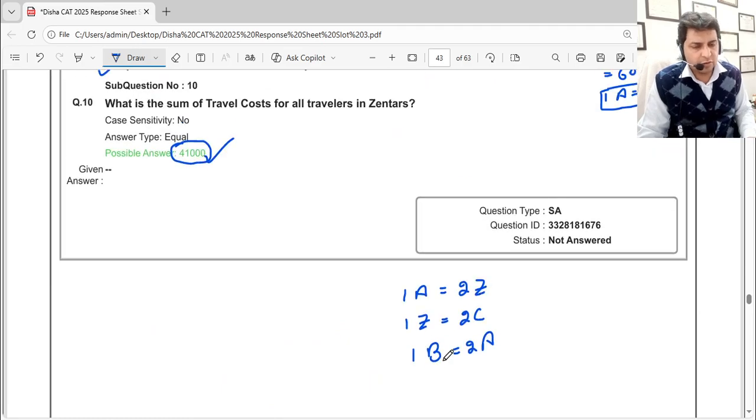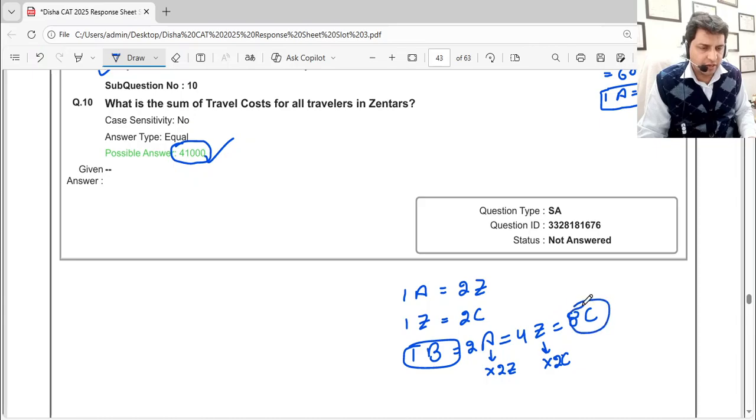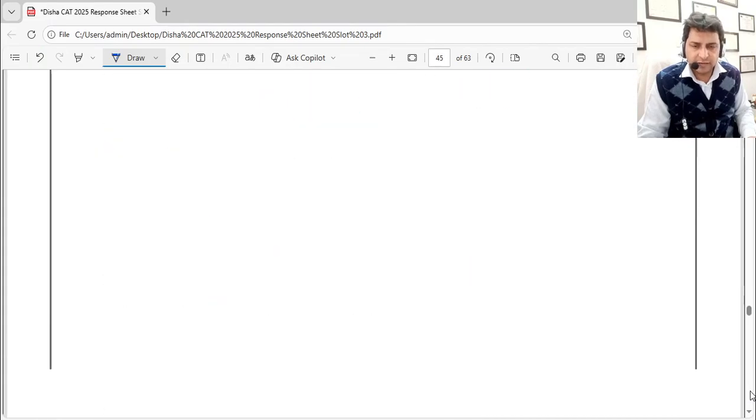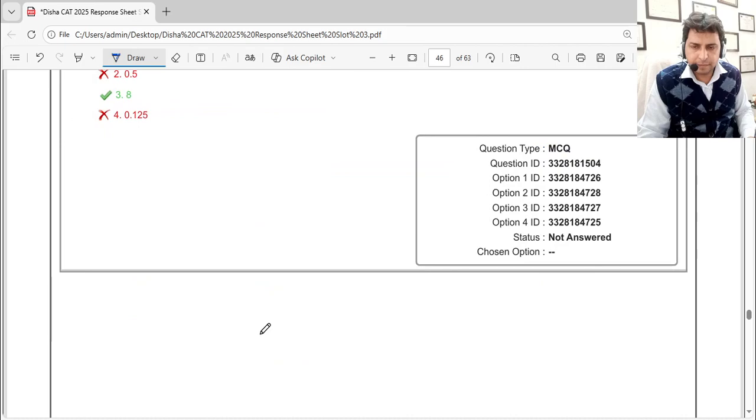So 1 Brin is equal to twice of A. Let's continue it from here. And twice of A, that means it's going to be equal to 4 of Z, and 4 of Z is going to be equal to 8 of C. So 1B is equal to twice of A, 1A equal to 2 of Z, so instead of A we have multiplied by 2Z, and 1Z equal to 2C, so instead of Z we have multiplied by 2C. So we got 1 Brin is equal to 8 crowns. So that is the answer we're going to get. That is the answer here.